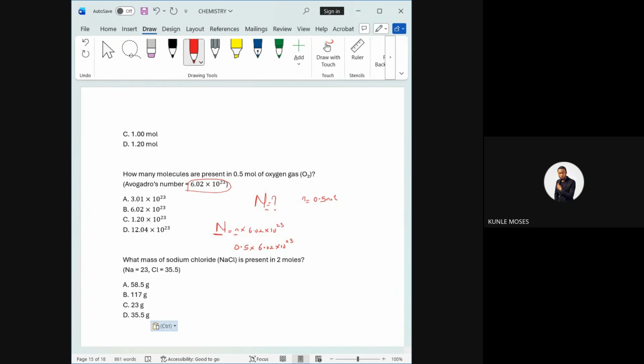This question says, what mass of sodium chloride is present in 2 moles? And they gave us Na atomic mass to be 23, chlorine to be 35.5. Come on. All the students do this for me. Every one of you do this. They give you a number of mole. They've given you atomic mass. Use your atomic mass to find your molar mass. Then find your mass. Everybody, type your answer. Let me see.